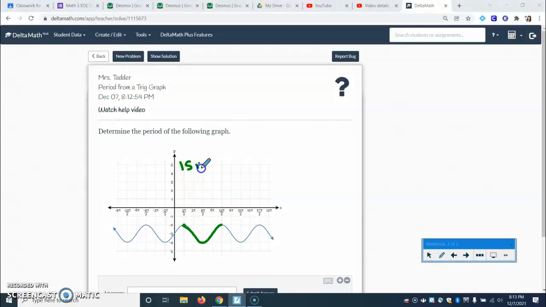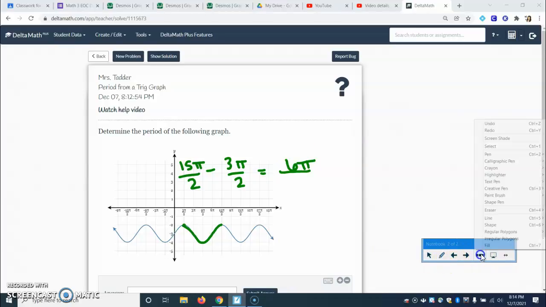So 15 pi over 2 minus 3 pi over 2. If you're going to use the calculator for this, do not type in the pi symbol at all. The pi symbol will just be in your answer. Do 15 over 2 minus 3 over 2. I can tell that that's going to be 12 over 2, which is 6. So the period of this is just going to be 6 pi. All right, but basically that's how you find the period from a graph. You just find that one copy of the wavelength, and then you take the two numbers on the x-axis, the beginning and the end, and you subtract them.